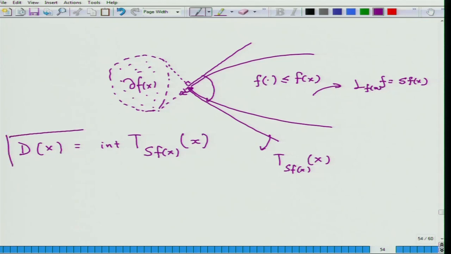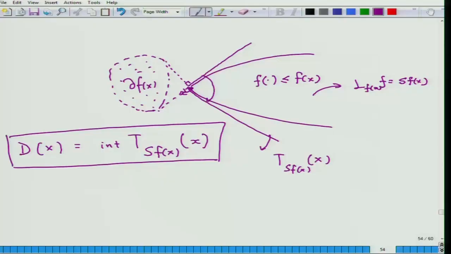So, this is also another interesting geometrical representation of the set of descent directions. So, here is the geometrical picture. If x is not an optimal solution, this is how the sublevel set would be related to the subdifferential set. This is an interesting picture and one has to keep that in mind.